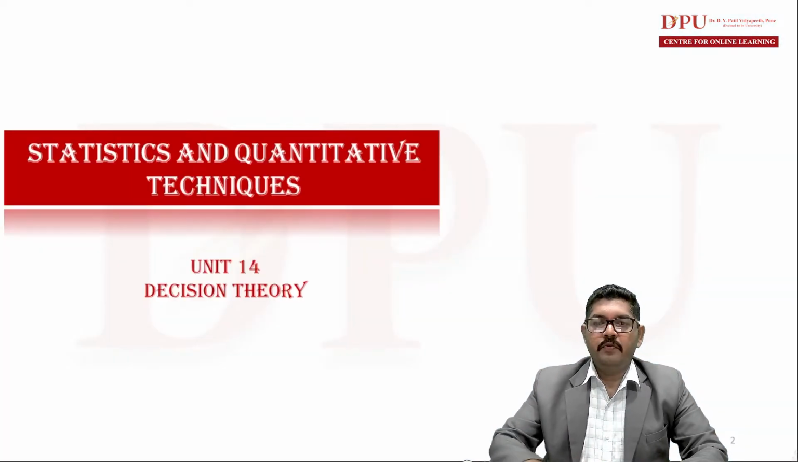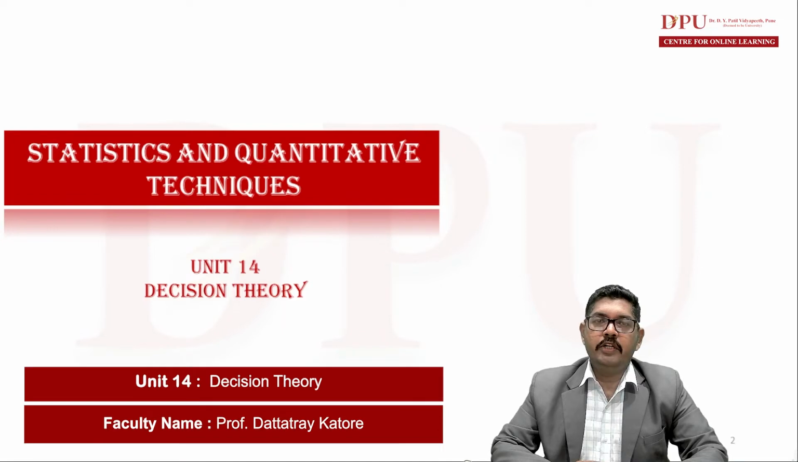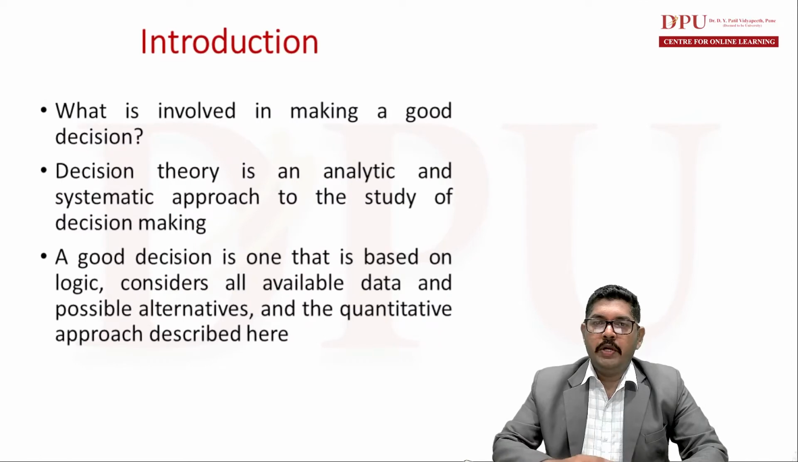In this video, we are going to learn decision theory, which is unit 14 of your course Statistics and Quantitative Techniques. So in this video, we are going to understand what is decision theory and what is involved in making a good decision. Decision theory involves analytical and systematic approaches to the study of decision making. So a manager can make use of various analytical tools and techniques with a systematic approach to solve complex business situations with rational and efficient decision making.